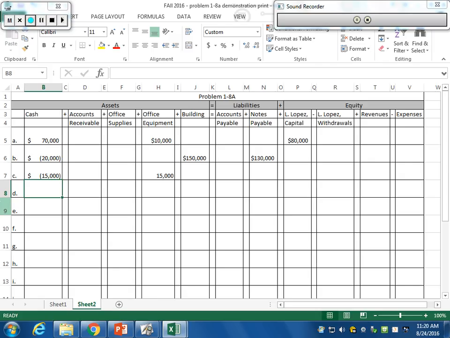One is due within 30 days, and the other one is extended beyond 12 months. And that's the note payable that's extended. Yes.